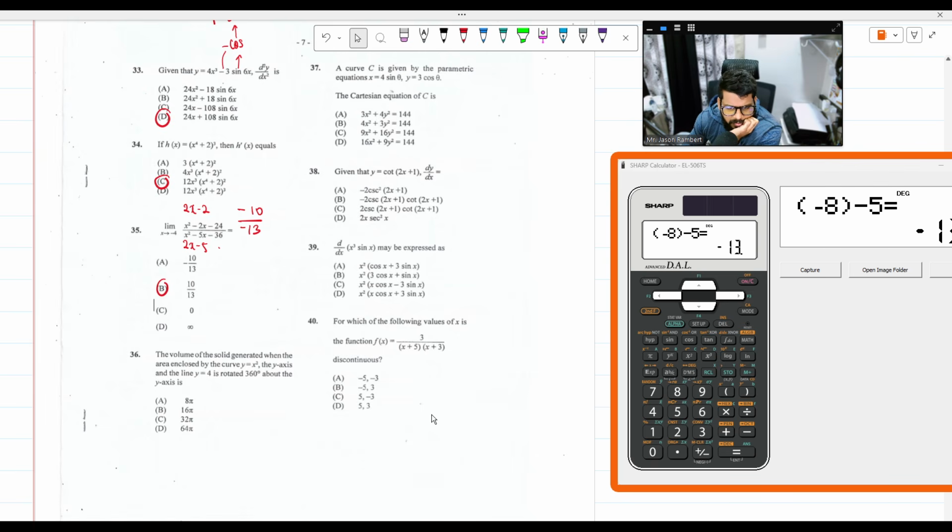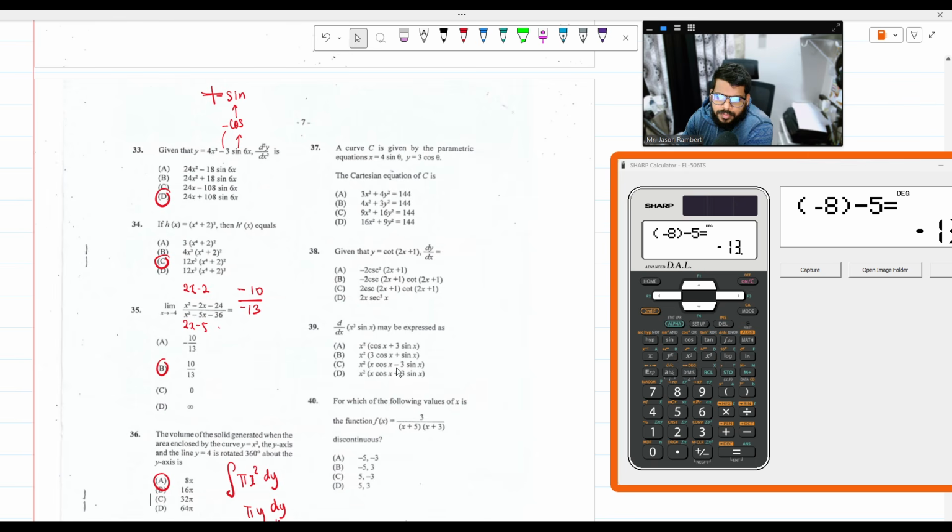The volume of the solid generated when the area enclosed by the curve y is equal to x squared, y-axis is rotated about the x-axis. Sorry, is rotated about the y-axis is the integral of pi. The y-axis, it will be x squared dy. So it's going to be pi y dy, which is pi y squared on 2 between 4 and 0. 16 on 2 is 8. I know it's a repeat. I'm just double checking to make sure the answer is correct.